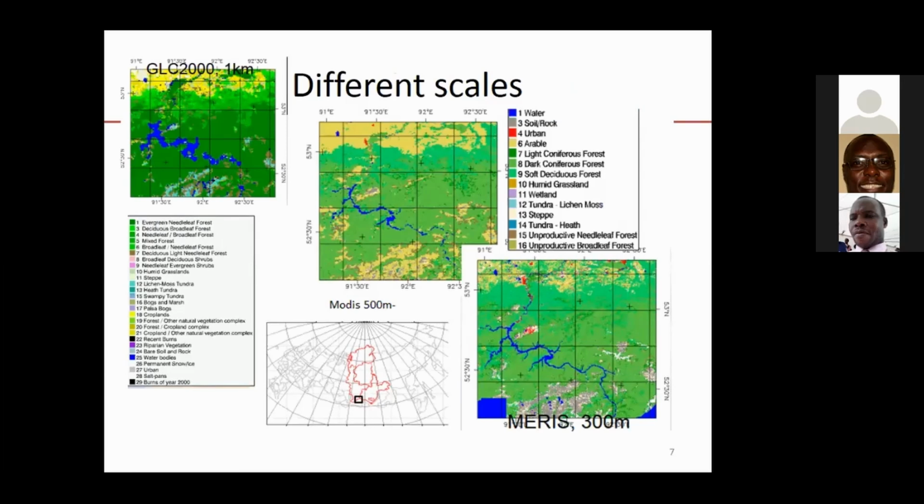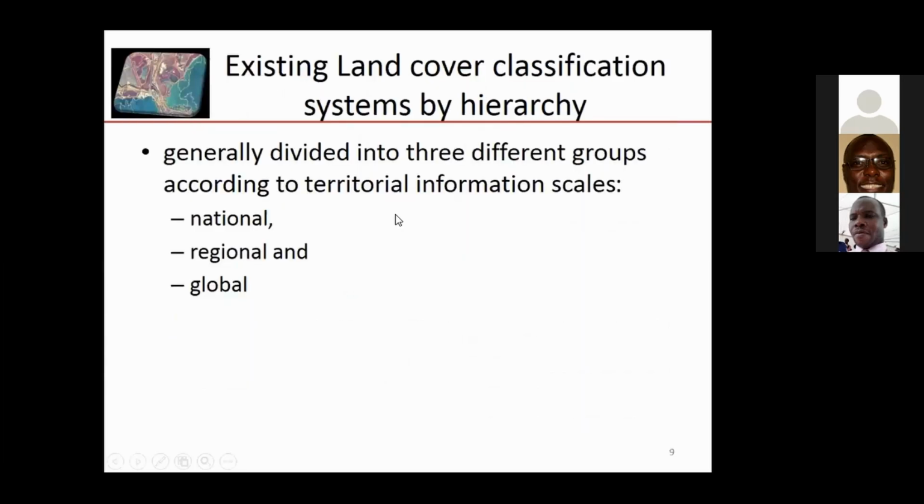and they cannot encompass very well whatever you want to classify. So there have been several initiatives trying to create these land cover classification systems. We would like to classify them into three information scales. Some land cover classification systems have been created at a national level, others at a regional level, and others at a global level. So these are just different initiatives at different levels.